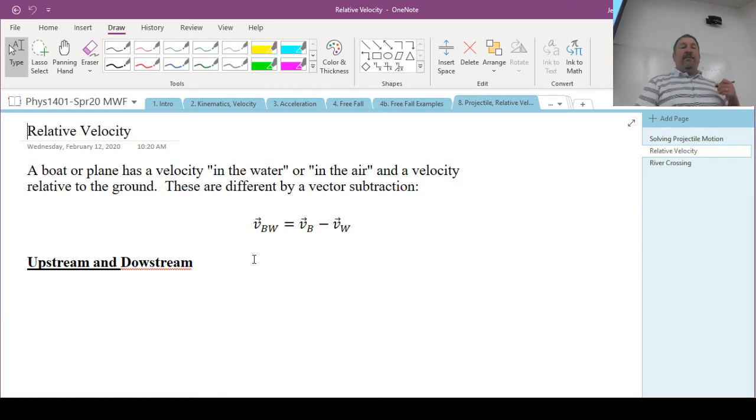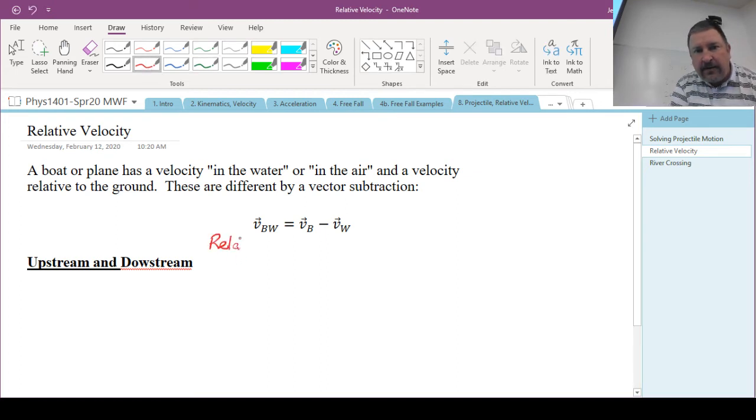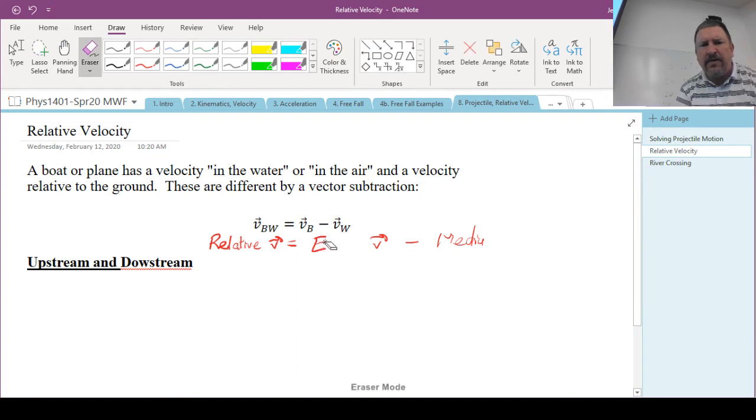And the idea of relative velocity starts out with a nice, simple mathematical idea that relative velocity, which is here, is equal to the ground velocity minus, actually, let's not call that ground. Let's call it actual.